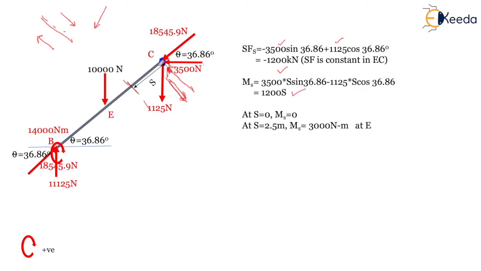Okay, so s distance is varying, it is 0 to some distance. So when s equal to 0, Ms is equal to 0, moment is 0 at this point. But when s is equal to 2.5, our moment becomes 3000 newton meter. Okay, so at this particular point our moment is 3000 newton meter at point E. Okay, so till this point it's clear.